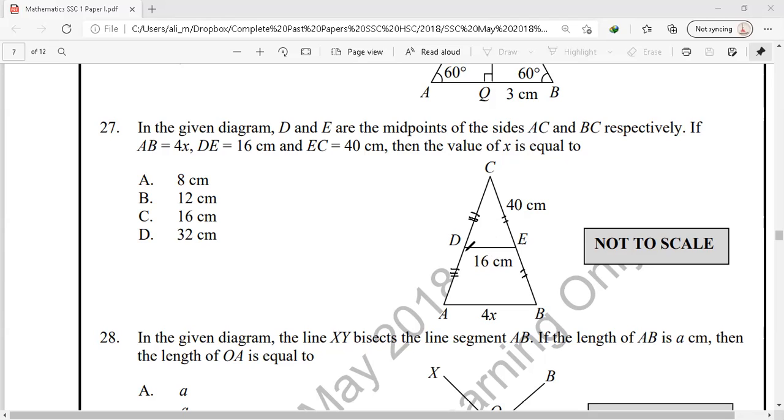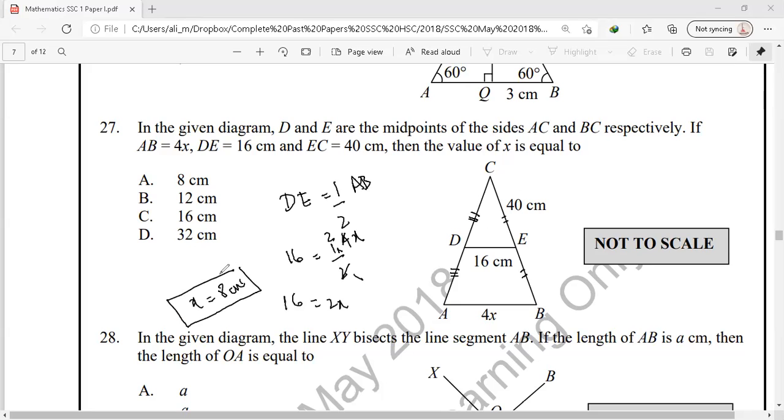So we know that जब भी हम किसी triangle की दो sides के mid points को join करते हैं, so this line is always half of the third side. So midpoints हमारे पास AC और BC के थे. It means ये जो side DE है वो हमेशा half होगी of the side AB. So DE हमें given है 16 and the AB is 4x. So उसको हम simplify करते हैं. 2 1s are 2 and 2 2s are 4. So 16 is equal to 2x. So the value of x would become 8 centimeters. So the correct option for question number 27 is option A.